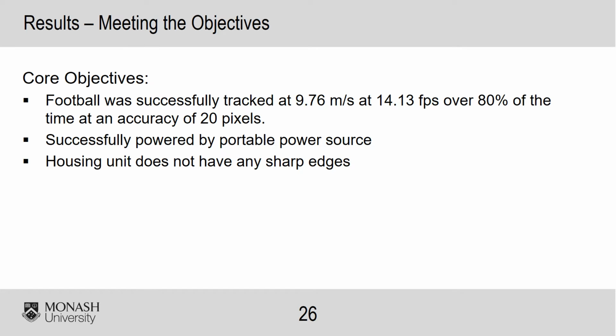Following this, the results of the testing were determined. In terms of meeting the core objectives, the football was successfully tracked at 9.76 meters per second, at 14.3 frames per second, over 80% of the time at an accuracy of 20 pixels. It was successfully powered by a portable power source, and the housing unit does not have any sharp edges.